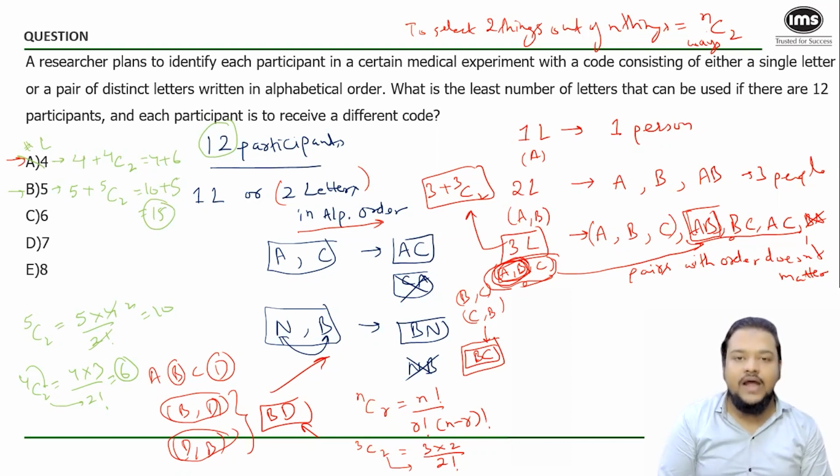Hence, I can conclude that the minimum number of letters required to give code to 12 participants, as per the conditions mentioned in the question, will be 5. And why will it not be 4? Because with 4 letters, I can represent only 10 participants. So my work will not be done. That's why I need to increase one more letter. And from 5 letters, I will be able to code 12 participants, and in fact I was able to code up to 15 participants. Hence, option B is my answer.